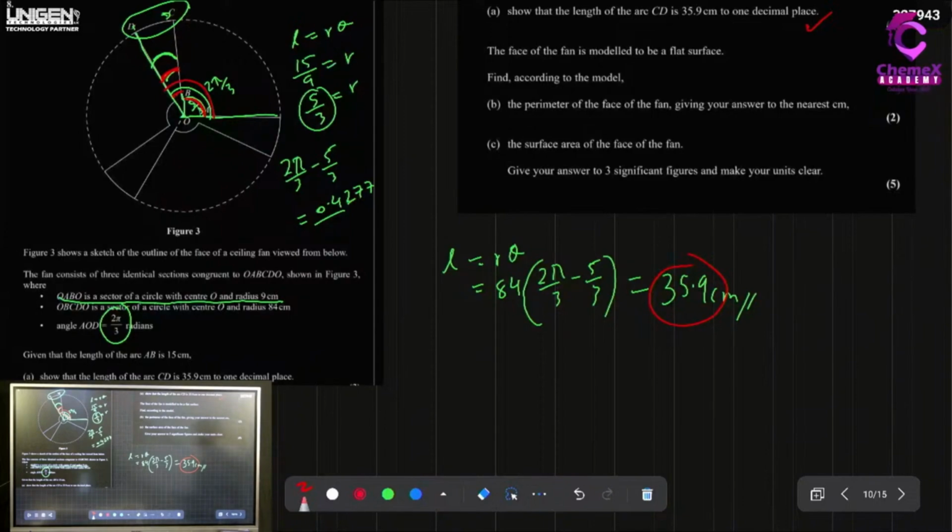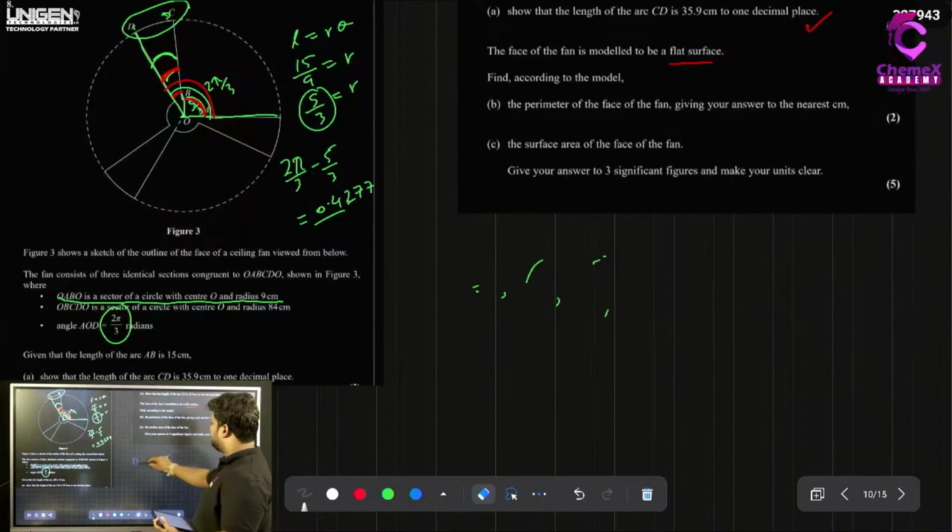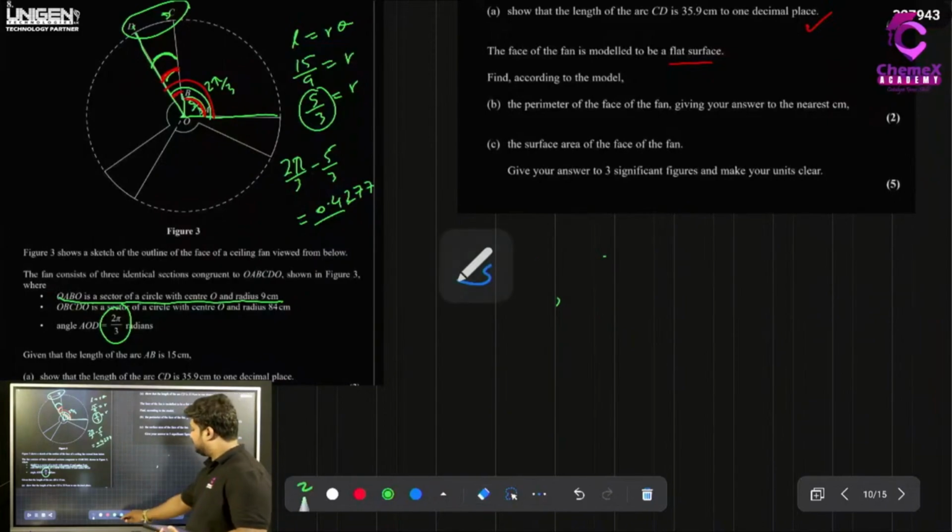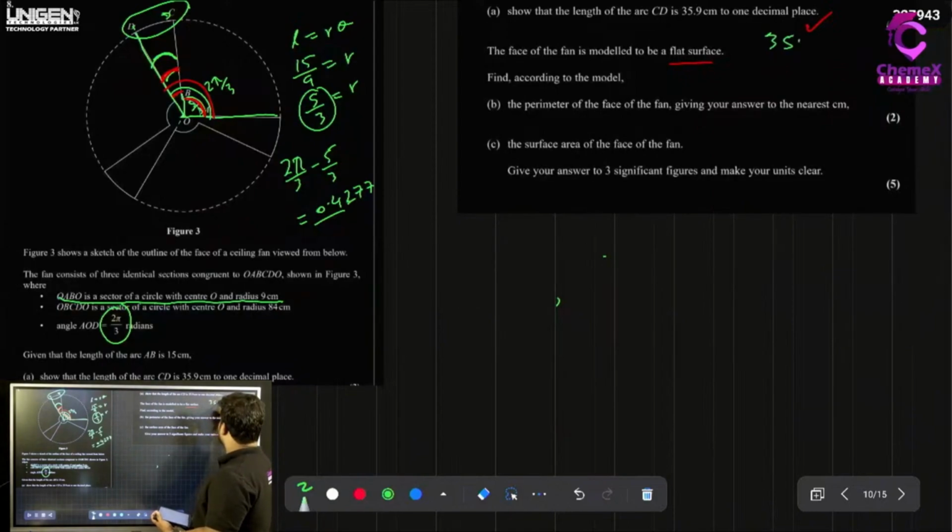Then part B. The face of the fan is modeled as a flat surface. Find the perimeter of the face of the fan, giving your answer to the nearest centimeter. So how do you get it? Perimeter. The first part answer is 35.9. They are asking for the perimeter of the face of the fan.